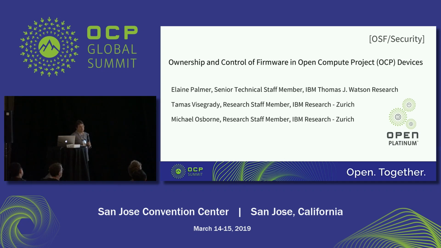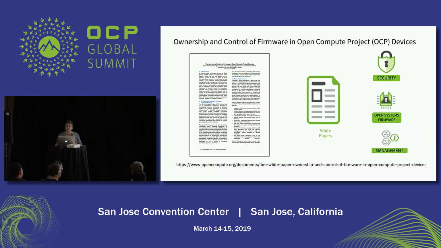I work at IBM's research division. We have research divisions all over the world, and this particular white paper was written in cooperation with my colleagues in Zurich. So, what is this about? We have written a white paper about ownership, how to initialize it, how to transfer it. It is available on the OCP website. It really is a white paper, you can just print it out. I won't go into the horrible technical details because we don't have time, but if you really want the gory details, they're in the paper.